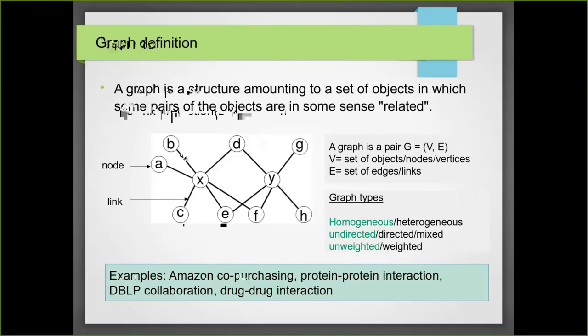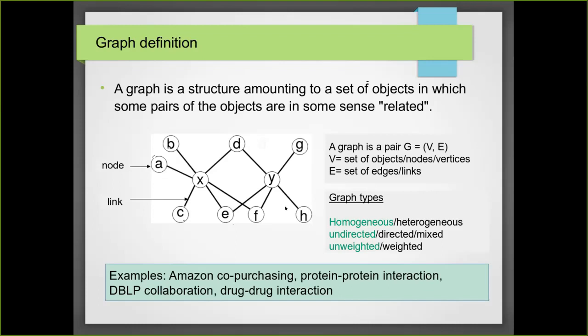So first of all, what is a graph? In simple words, a graph is a structure that consists of some nodes that represent real-world objects and links between those objects. Here you can see a simple graph that contains some nodes, A, B, C, X, like that. And the lines represent the links.